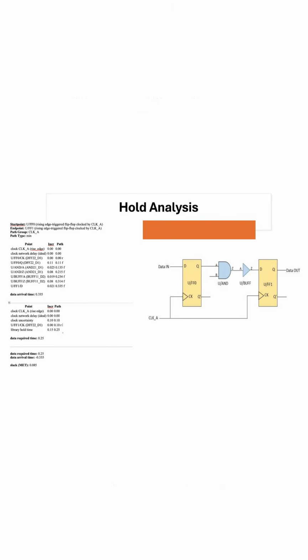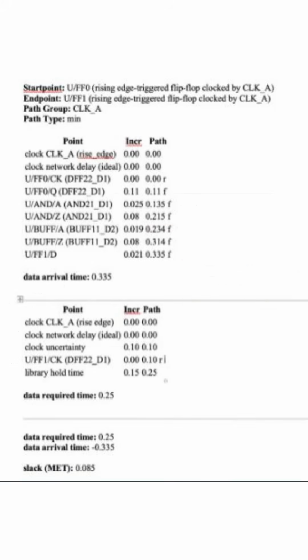What it shows: start point, Q pin of UFF0, this is where data is launched. Intermediate stages, combinational logic and buffers: gates and buffer cells add small incremental delays. Incremental delay through each stage. At the end of this section, data arrival time is equal to 0.335 ns. That's how soon the data reaches UFF1's D pin after being launched.